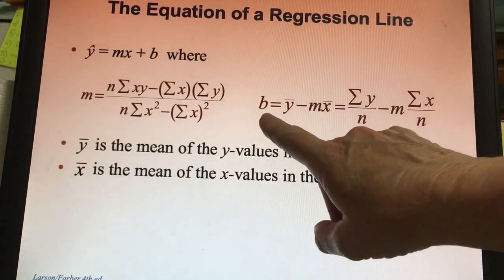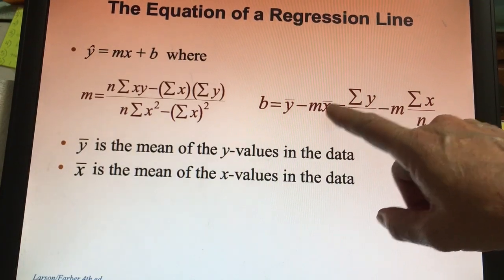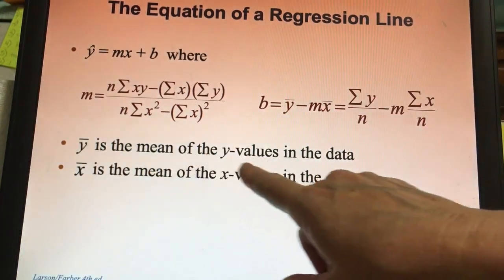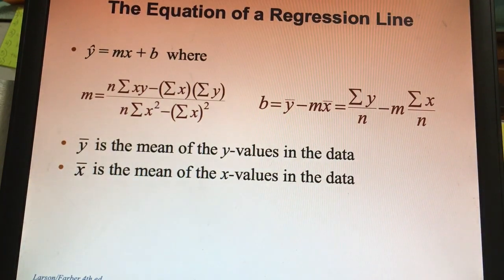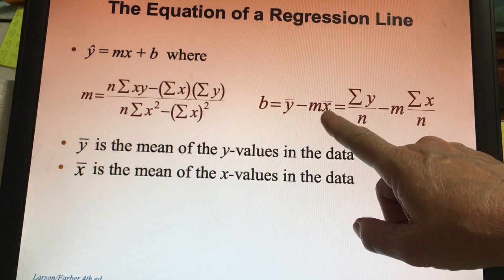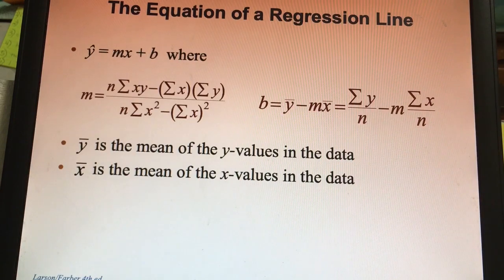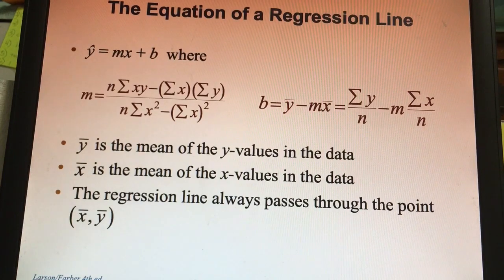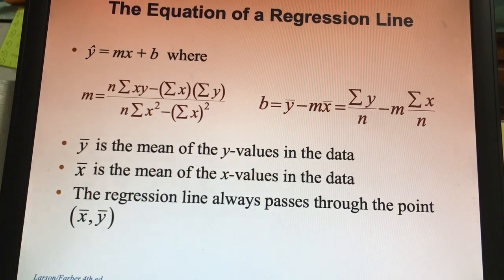And then we've got our b, which is our y-intercept, which is our y bar minus our m times x bar, which is this right here. Okay, so y bar is the mean of the y values in the data, and x bar is the mean of the x values in the data. So that would be easy to find, wouldn't it? Finding the mean of all the y's and the mean of all the x's, and your b is going to be this equation right here. The regression line always passes through the point x bar, y bar, which is the mean of all the x's and the mean of all the y's as a point.